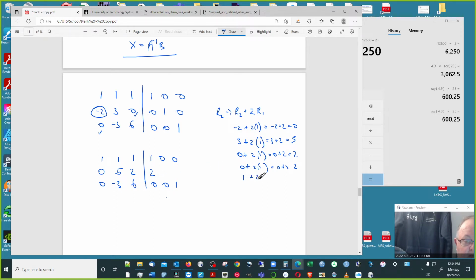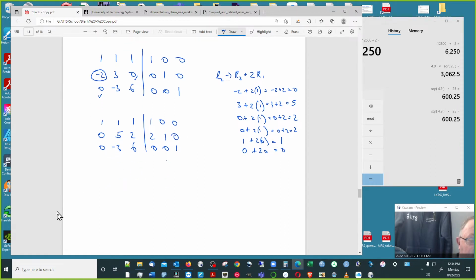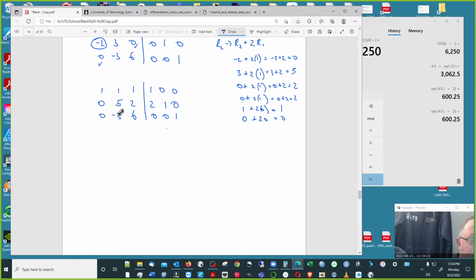1 plus 2 times 0. 0 plus 2 times 0. So that's our first step. Okay, the next thing we want to do is target this one. So we're doing the next one below the previous 0. Okay, so we've got to do row 3 operations.